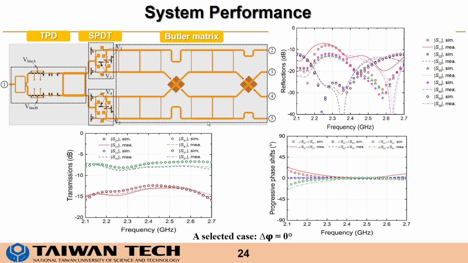And this is the layout of the structure where we simulated the structure in HFSS. The reflection coefficient remains good when we look at the S parameter. And also a selected case we show here is when the progressive phase shift of the output port becomes zero. The transmission coefficient and also the progressive phase shift are shown in the figure.